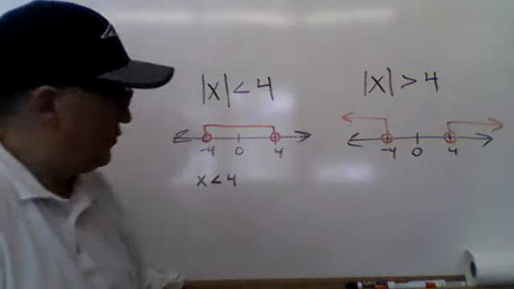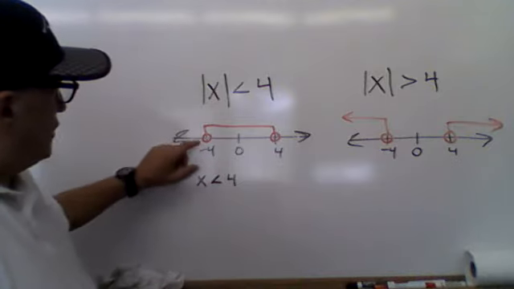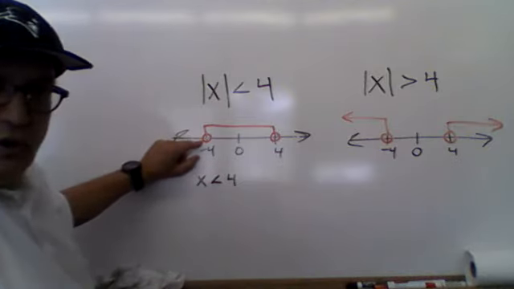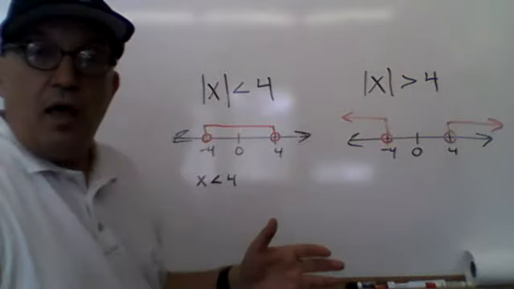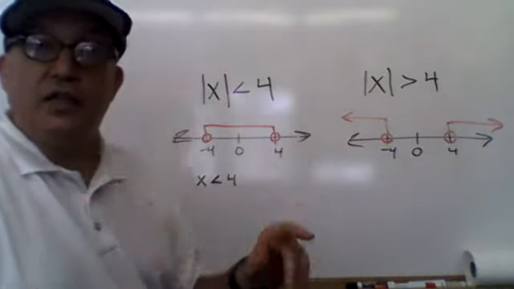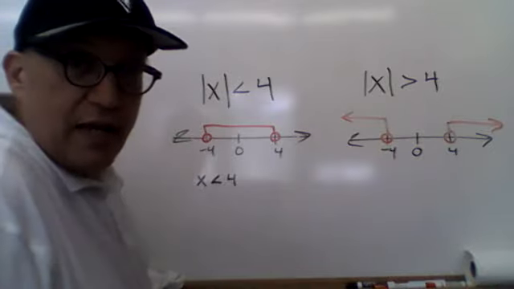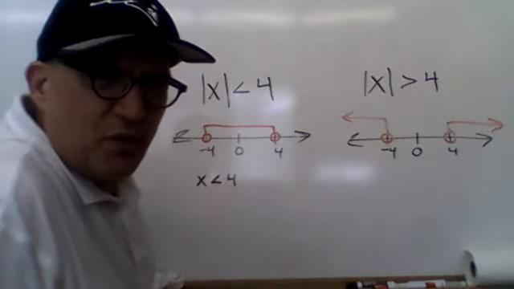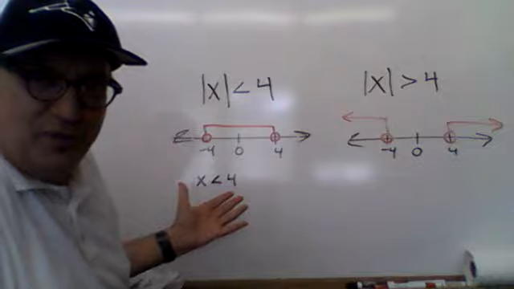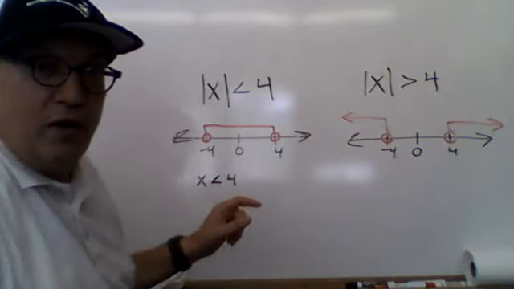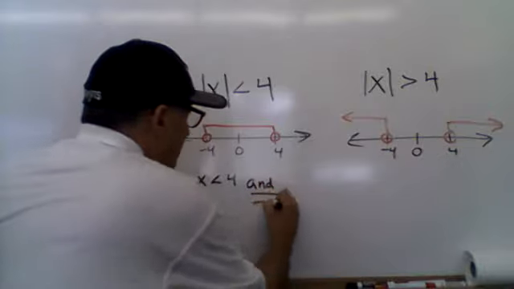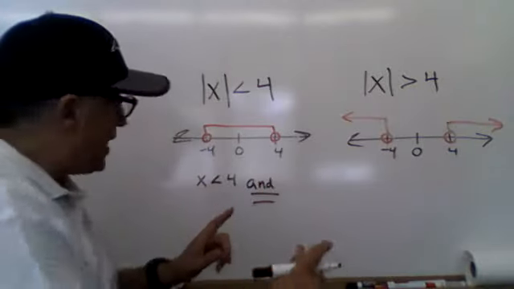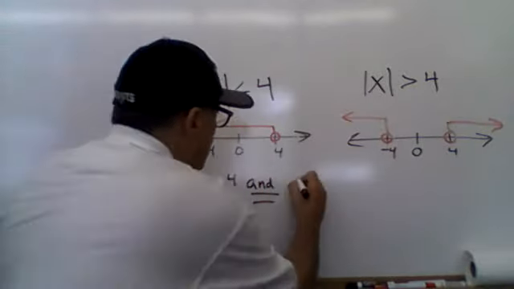But that's not enough to say that the x has to be less than 4, because the x also has to be greater than negative 4. Okay? If you just said x is less than 4, that would include negative 5, negative 10, negative a million. But those are not part of the solution. They're not less than 4 units away from 0. So you have to do this. You have to say, and x is greater than negative 4.